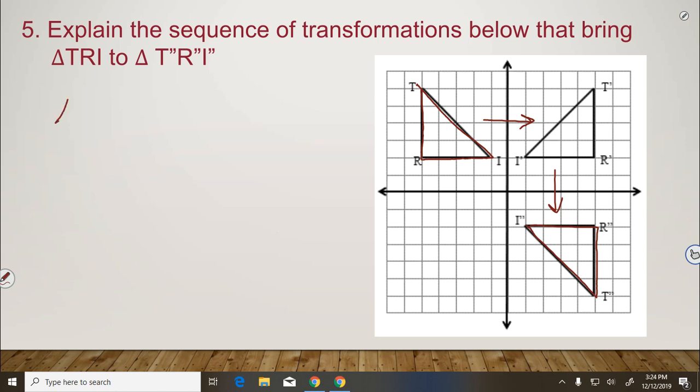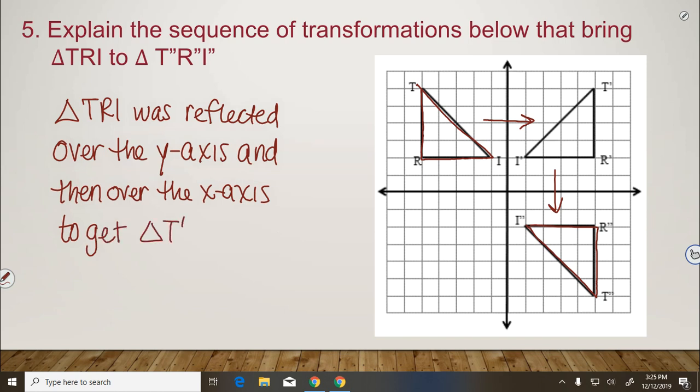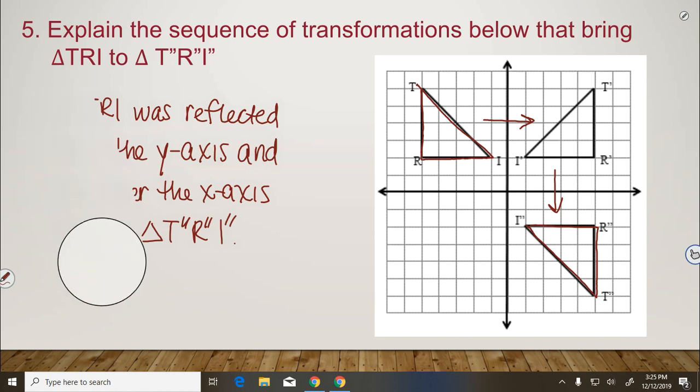So we could say triangle TRI was reflected over the x-axis, nope, the y-axis, and then over the x-axis to get triangle T double prime, R double prime, I double prime. So it's important that you can be able to recognize that as well and call it a sequence if more than one thing is occurring.